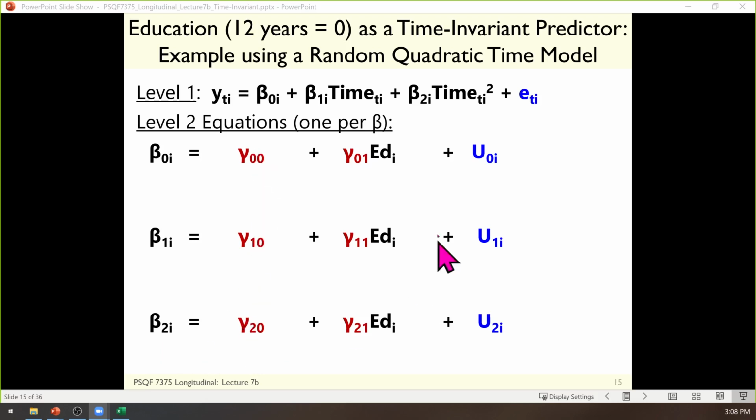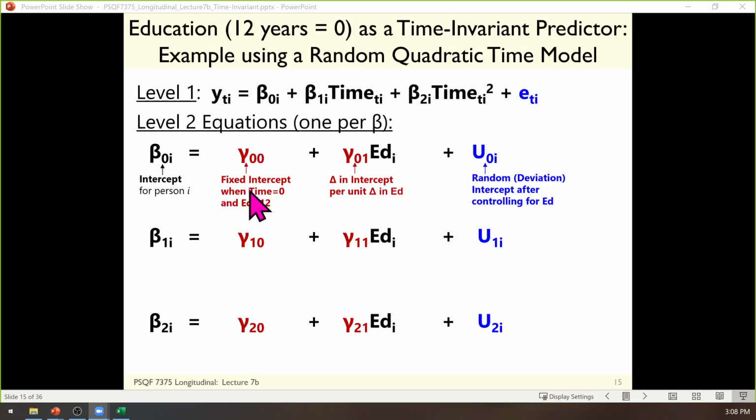The beginning of the equation and the end of the equation you've seen before. So gamma 00, gamma 10, gamma 20. Those are the fixed effects. So gamma 00 here is the fixed intercept. Up to this point we had said it's the fixed intercept, which means it's the predicted mean at time 0. But now because we've added another predictor, it's also at education equals 0. So if I center education at 12 years, for example, then gamma 00 tells me the predicted outcome at time 0 for somebody with a high school degree.